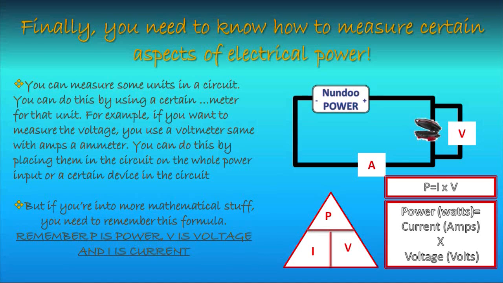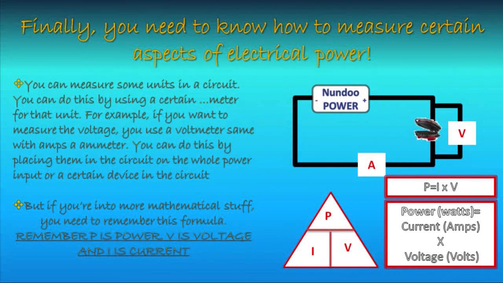But if you're into more mathematical stuff, you need to remember this formula. Remember, P is power, V is voltage, and I is current, as shown in this diagram. Note them down. So you can see, to calculate the power, in watts, you need to multiply the current, which is in amperes, by voltage, or P equals I times V. So you can see above me, there's also a diagram explaining how to calculate the voltage on a certain item or component inside a circuit.